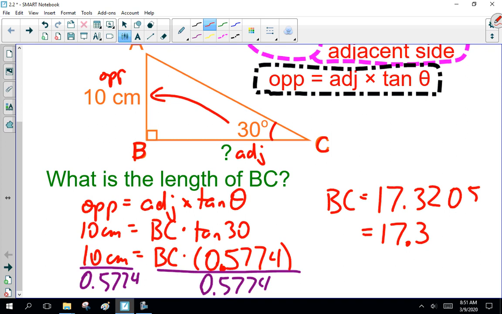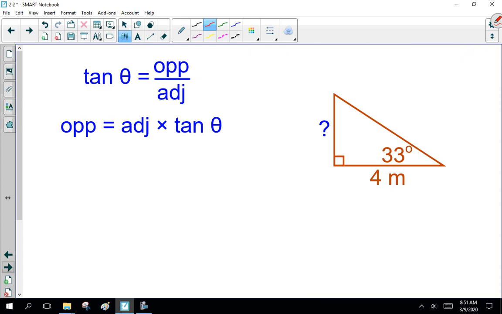All right. Now, here, I want you to find this side on this triangle. Now, a couple of things. This will be angle theta, and this is the side opposite, adjacent. So I want you guys to do the calculations for this one. Pause the recording, come back and check.